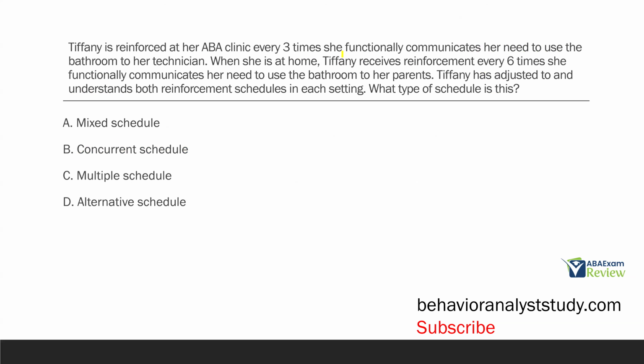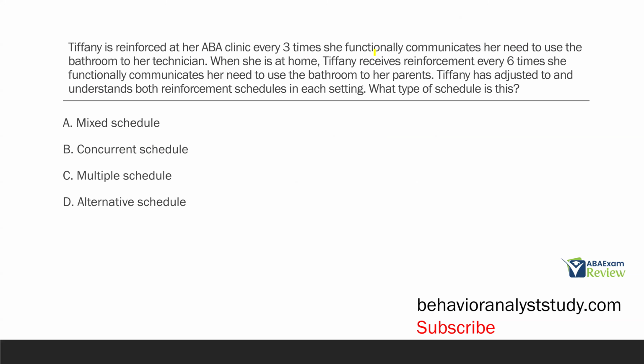Tiffany is reinforced at her ABA clinic every 3 times she functionally communicates her need to use the bathroom to her technician. When she is at home, Tiffany receives reinforcement every 6 times she functionally communicates her need to use the bathroom to her parents. Tiffany has adjusted to and understands both reinforcements in each setting. What type of schedule is this? We have a reinforcement schedule question.